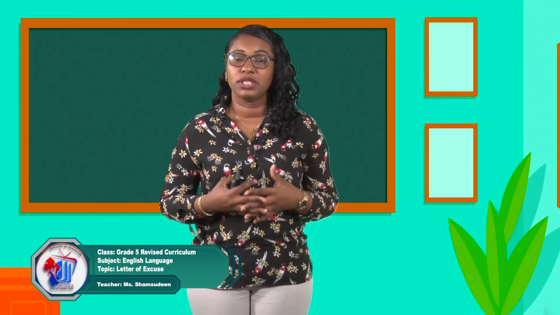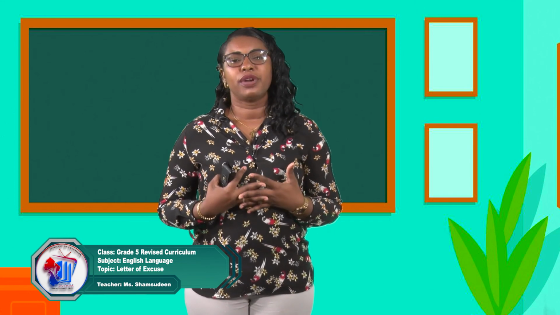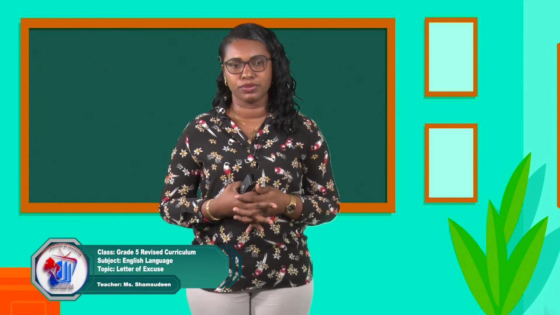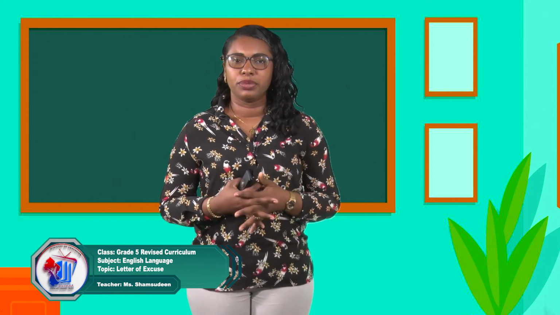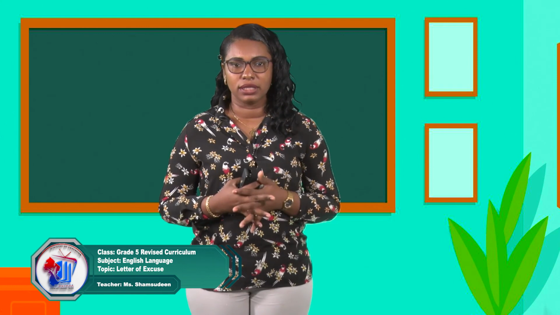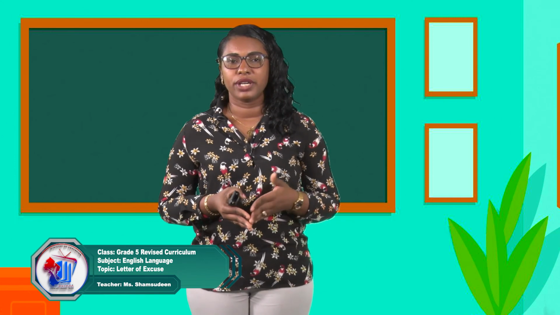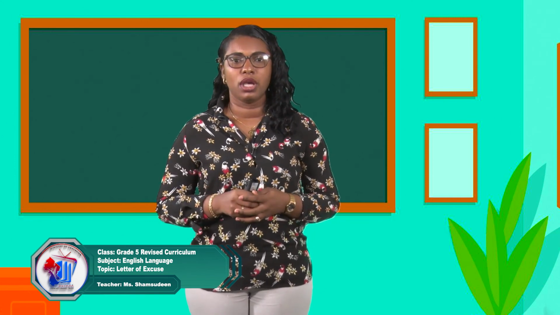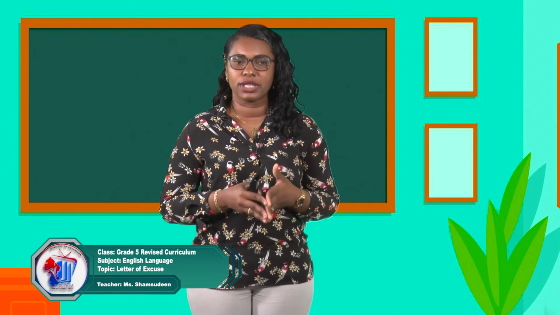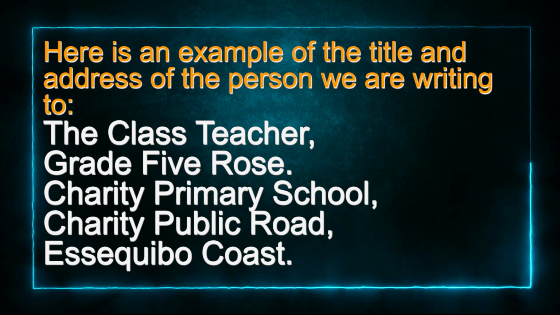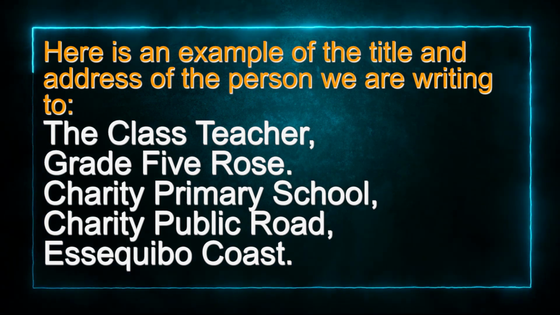Now that we have finished with the address of the writer, we have to write the title and the address of the person to whom the letter is going to. The title of the person is the position that they hold. In case you are writing to the principal of the school or the head teacher, you will say the head teacher. But in this case, we are writing to the class teacher. So this is how we would formulate or write the address for the class teacher. The class teacher, grade 5 Rose, Charity Primary School, Charity Public Road, Essequibo.